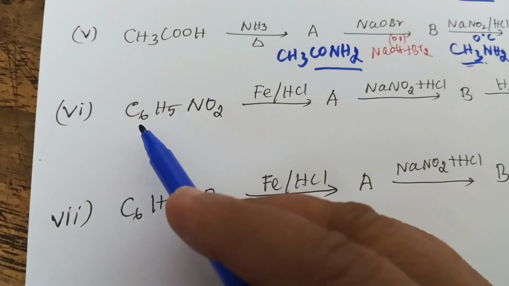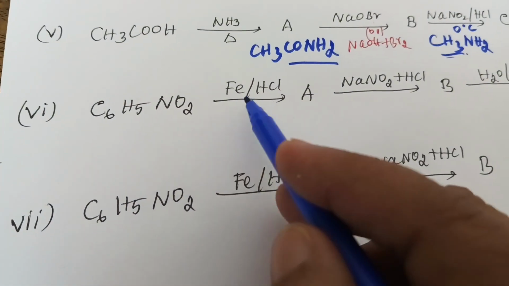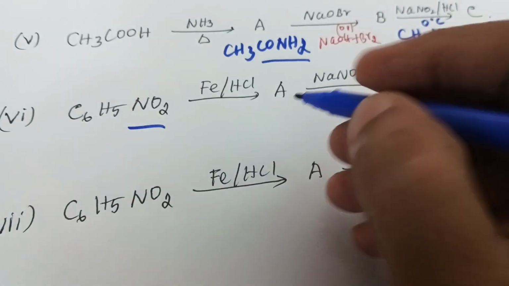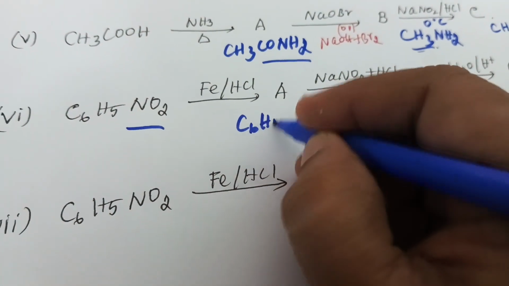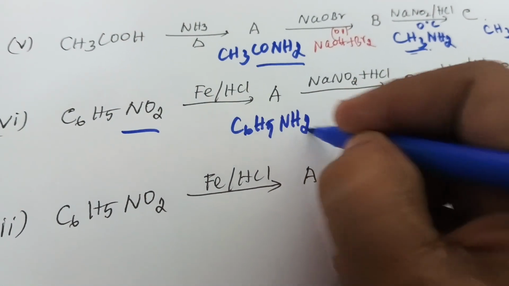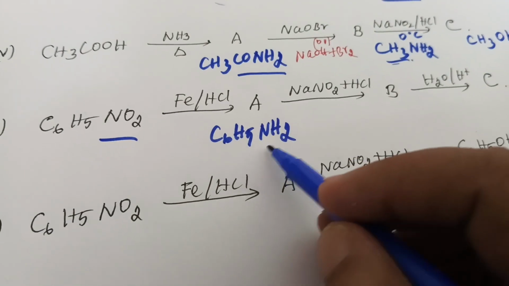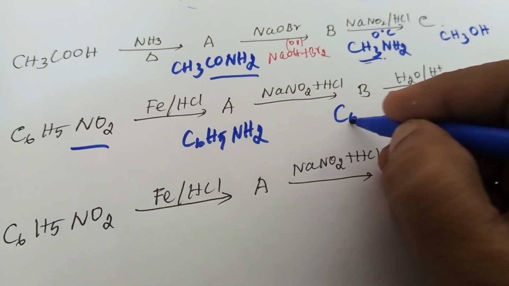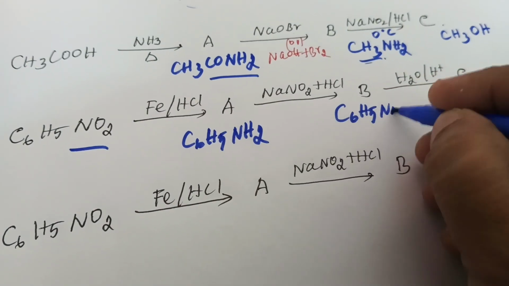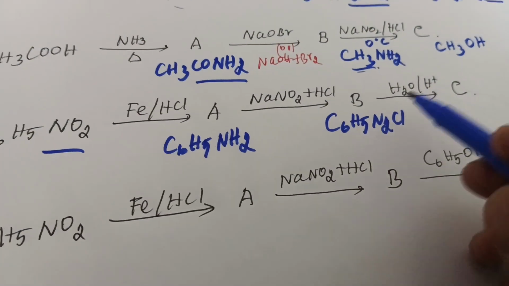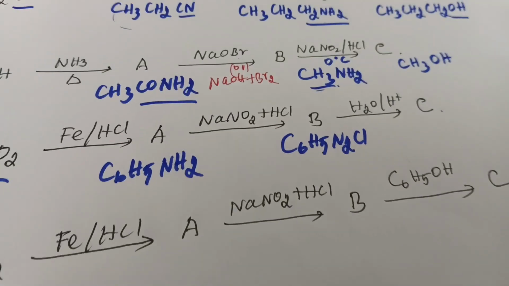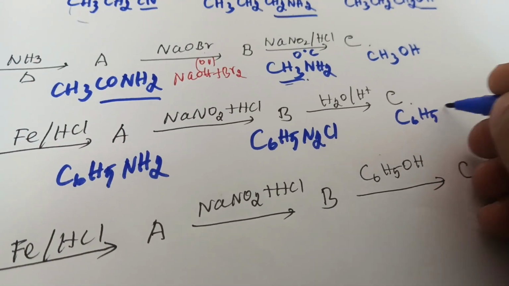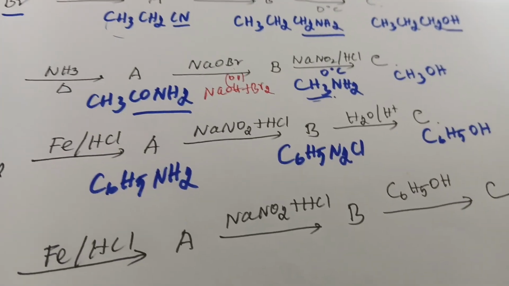Okay. The next one, C6H5NO2 under iron and HCl. This is a reducing agent. So NO2 reduces to C6H5NH2. It is an amine, that is aniline. So aniline in the presence of NaNO2 plus HCl forms a stable diazonium salt, C6H5N2Cl. So this in the presence of water gives alcohol. That is now phenol.